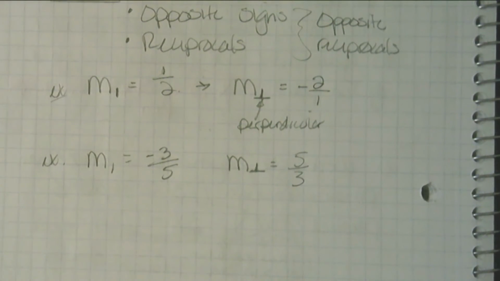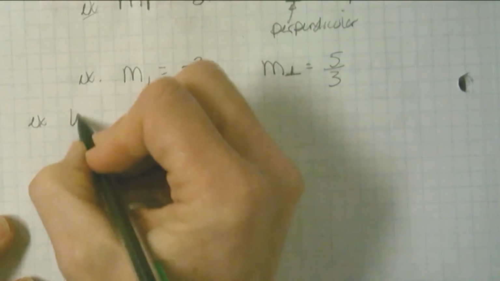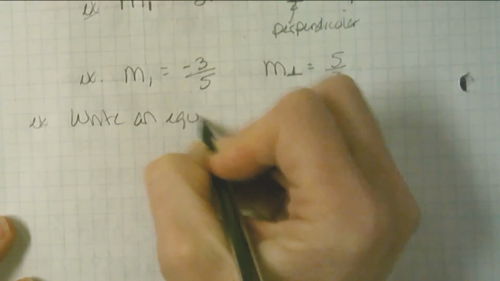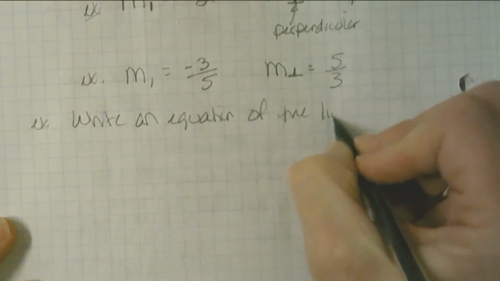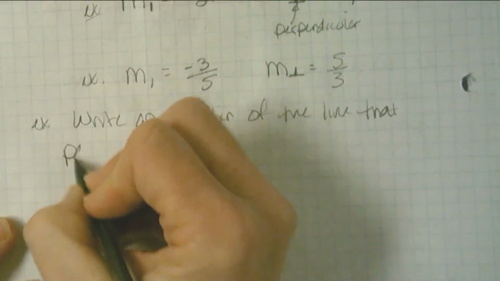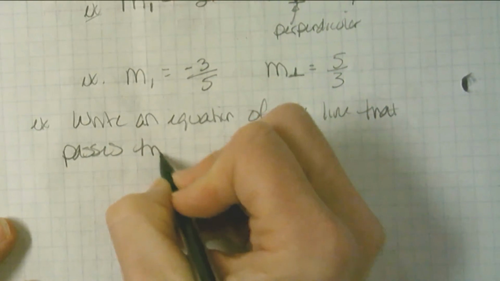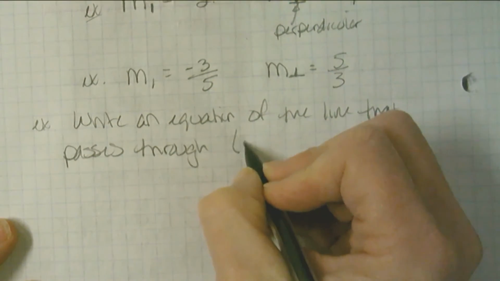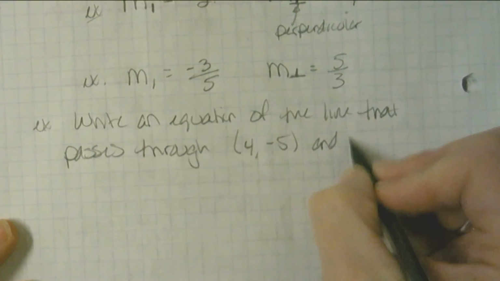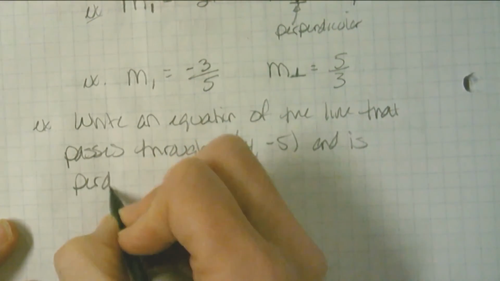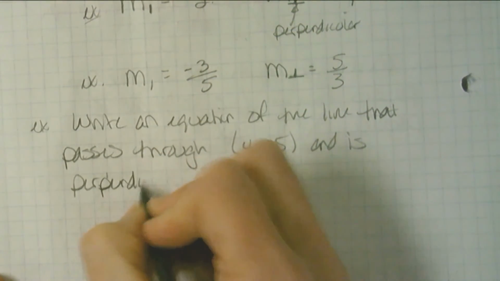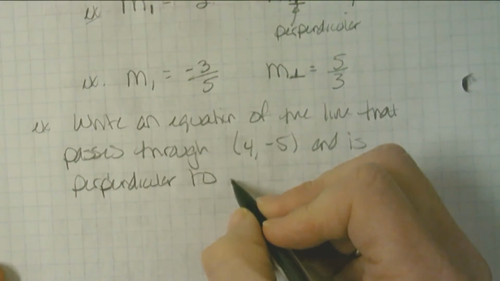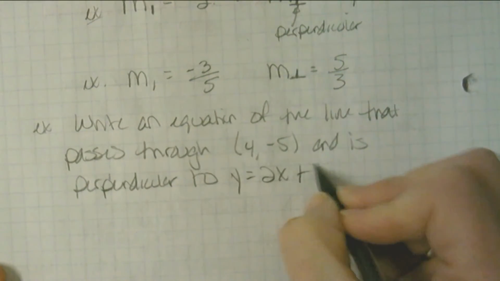Okay. So now I want you to write an equation of the line that passes through (4, -5) and is perpendicular to y equals 2x plus 3.